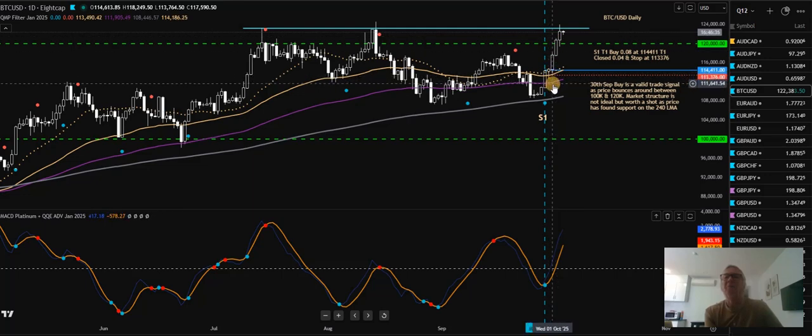We're in a buy from the 30th of September, already closed half, trailing the stop. So that's good. MACD Platinum through the zero level. We're going up to the high. This is the 120,000 level, that green level. That's 100 down here. So Bitcoin, can't lose on that, looking good.